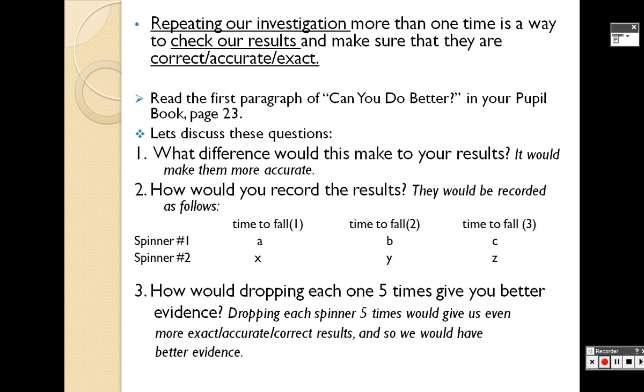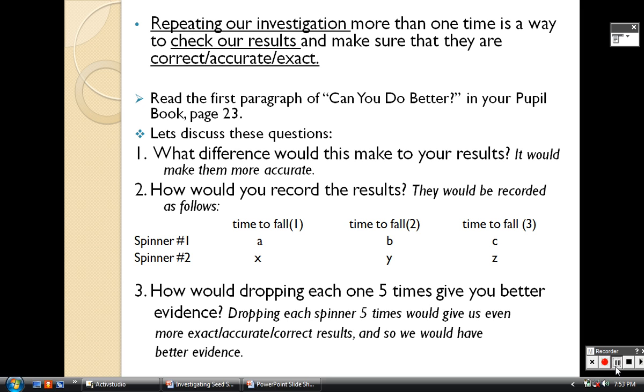Read the first paragraph of Can You Do Better in your pupil book, page 23. Pause this recording while you're reading. Let's discuss these questions together. What difference would it make to your results? It would make them more accurate because we are repeating our investigation. And we know that by repeating our investigation, we can check our results.